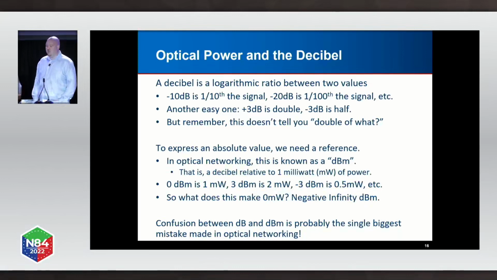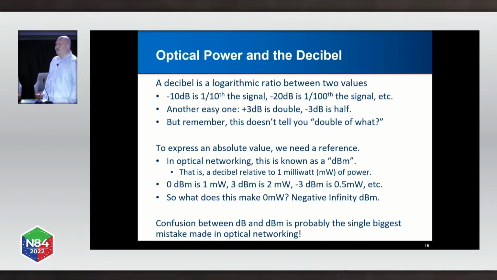In optical, we use what's called dBm. This is a decibel relative to 1 milliwatt of power. So if someone says 0 dBm, that means 1 milliwatt. If they say 3 dBm, that means 2 milliwatts. If they say minus 3, that means 0.5. And sometimes I see people ask, what's the correct way to express 0? And the answer is negative infinity, but no router will actually show that correctly.